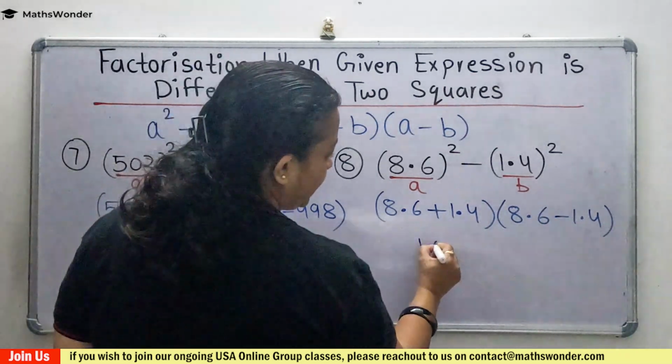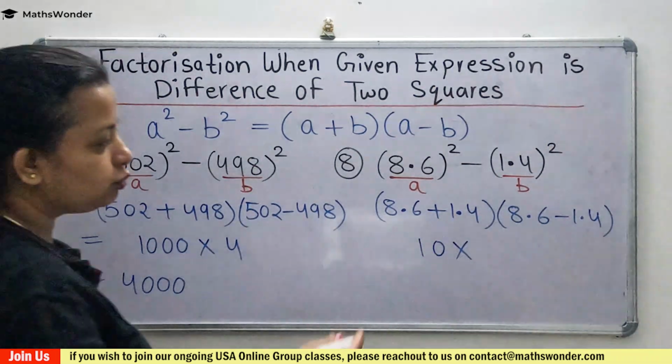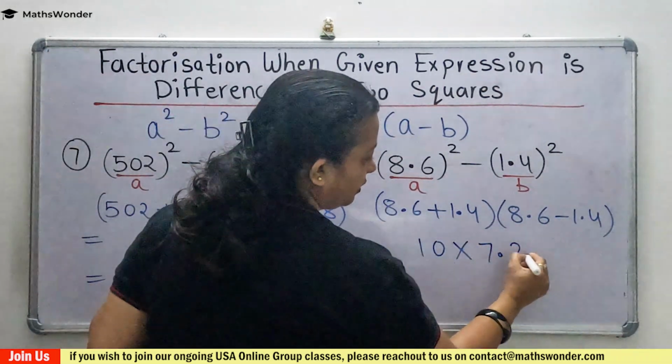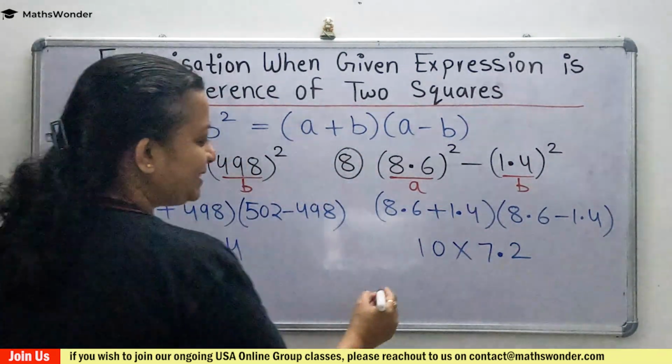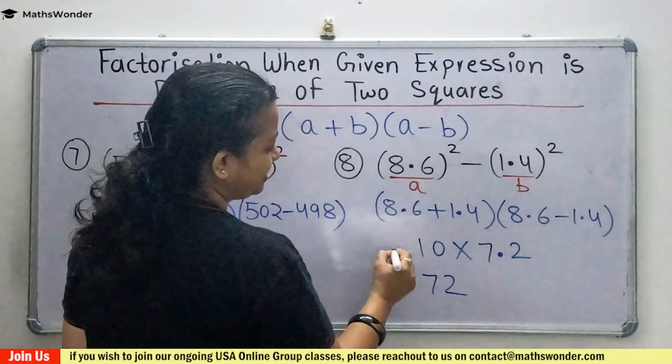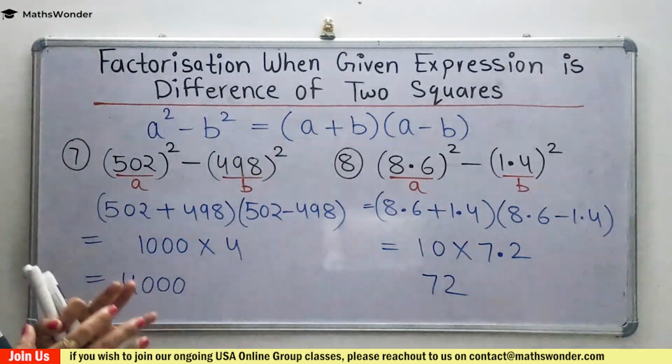So when you add it, you will get 10 point something. 8.6 minus 1.4 will be 7.2. When you multiply this, we'll get 72, as you know. This is your answer. See? Easy?